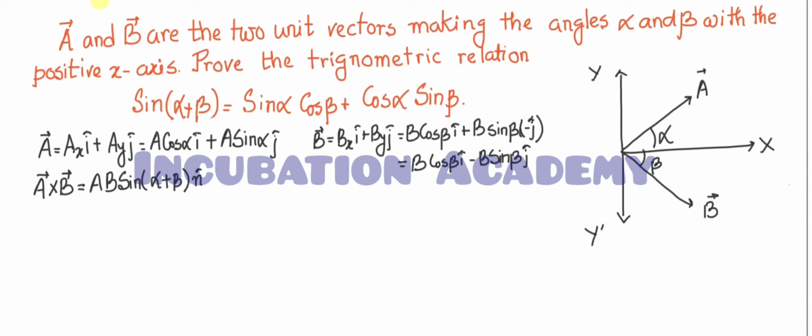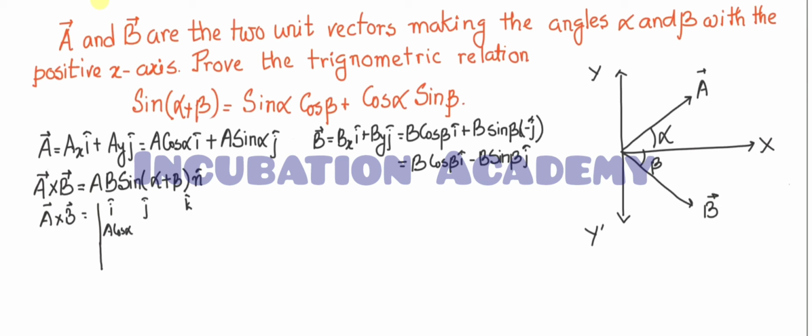I cap, j cap, k cap. What is Ax? The x component of A is A cos alpha. The y component of A is A sine alpha. The z component of A, since it is on the xy plane, we can say it is 0.